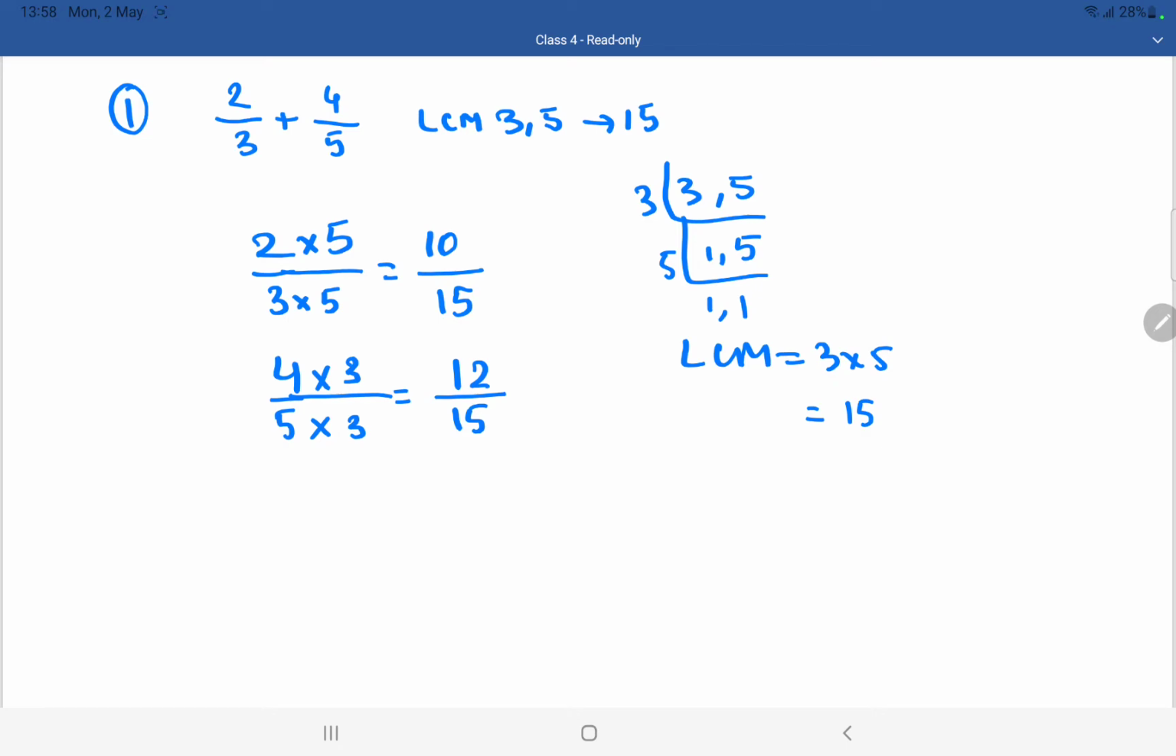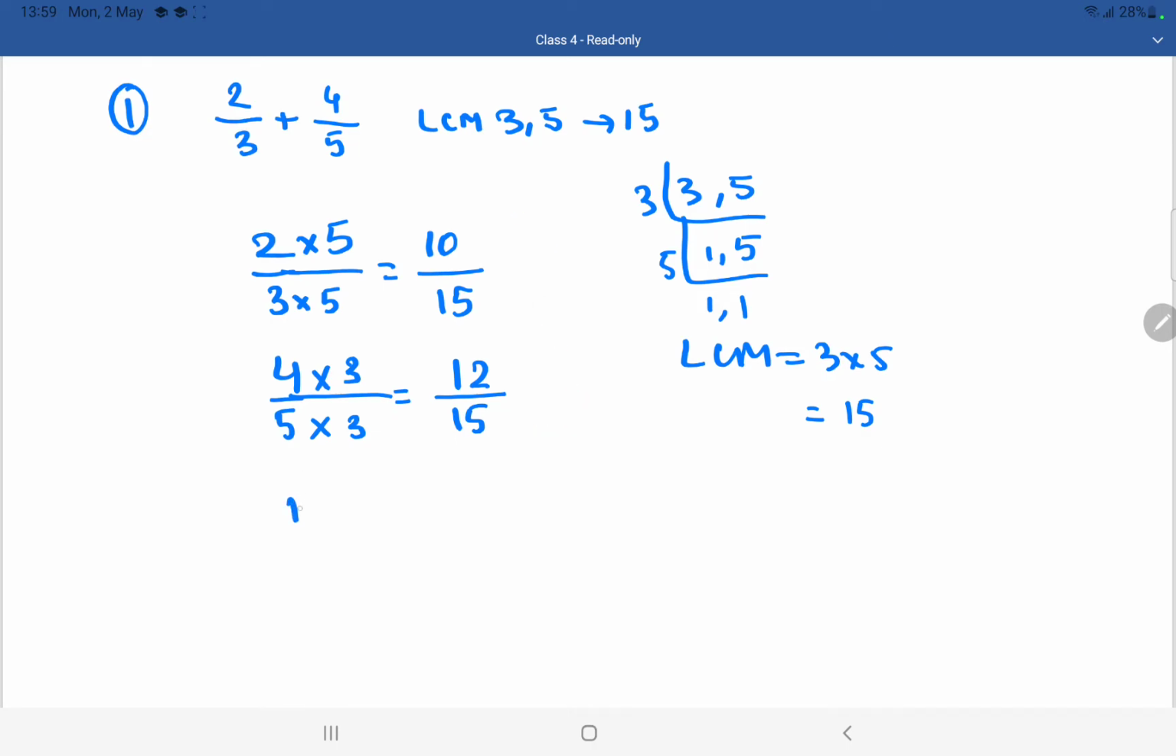Now if you observe, 10 by 15 and 12 by 15, both of them are like fractions. So whenever you are given two like fractions, you will add them directly. But whenever you are given two unlike fractions, means the denominators are different, what should you do? You should first convert them into like fractions and then solve the problem. How will you convert them into like fractions? By finding out the LCM and doing this simple process.